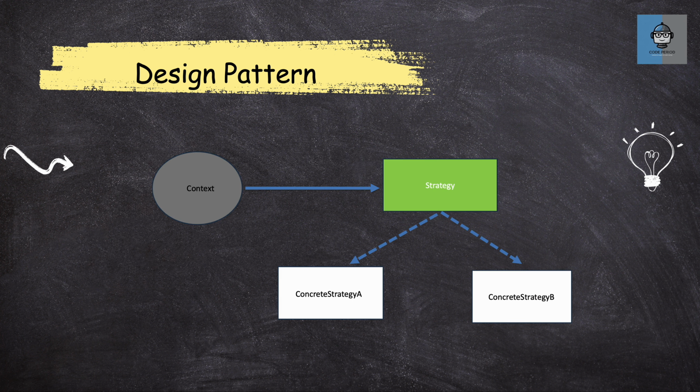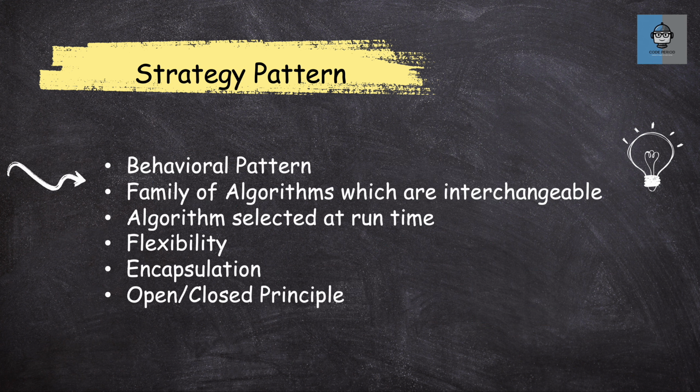The basic design of the pattern includes a context. A context is a file which uses the strategy, and some behavior of that. And a strategy is basically an interface which contains the logic for picking the different algorithms. And we have our concrete classes which implement the interface. Strategy pattern is basically a behavioral pattern, and the behavior is picked at runtime.